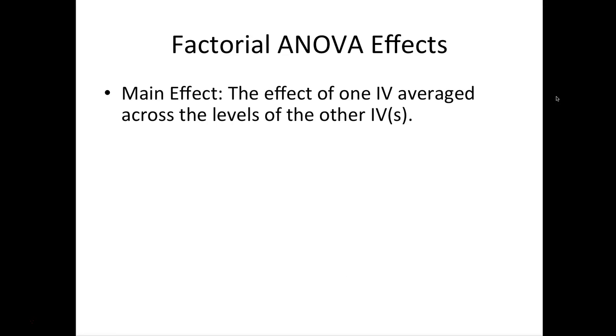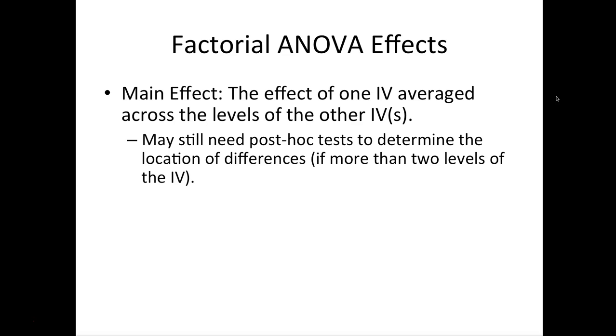So again, the main effect is the effect of one independent variable averaged across the levels of the other independent variable or variables. So this main effect is the same thing that we were looking at in the one-way ANOVA, the effect of that single categorical variable on the dependent variable. And so in a factorial ANOVA, we may still need post hoc tests, much like we did in the one-way ANOVA, to determine the location of the differences. We only need post hoc tests if we have more than 2 levels of the independent variable.